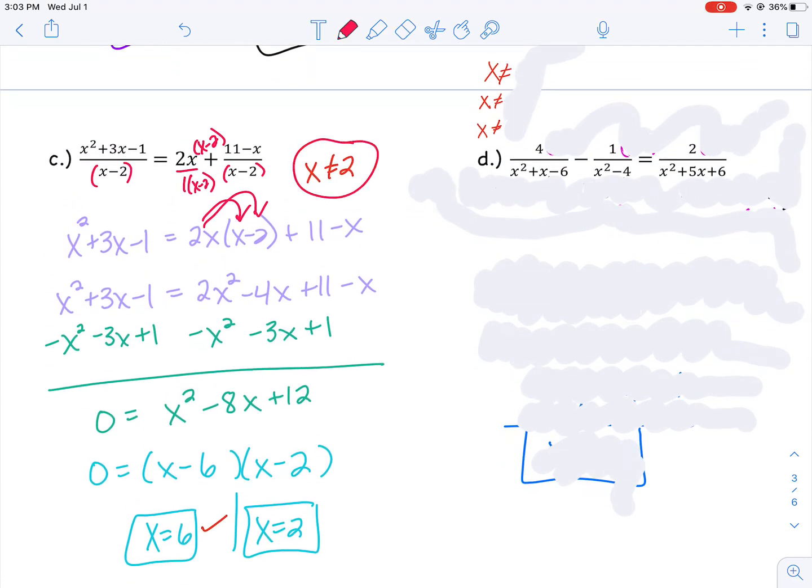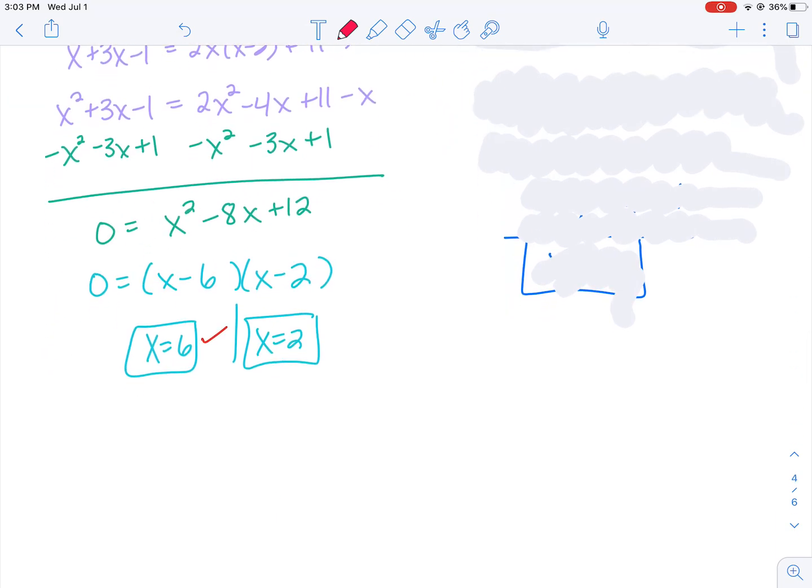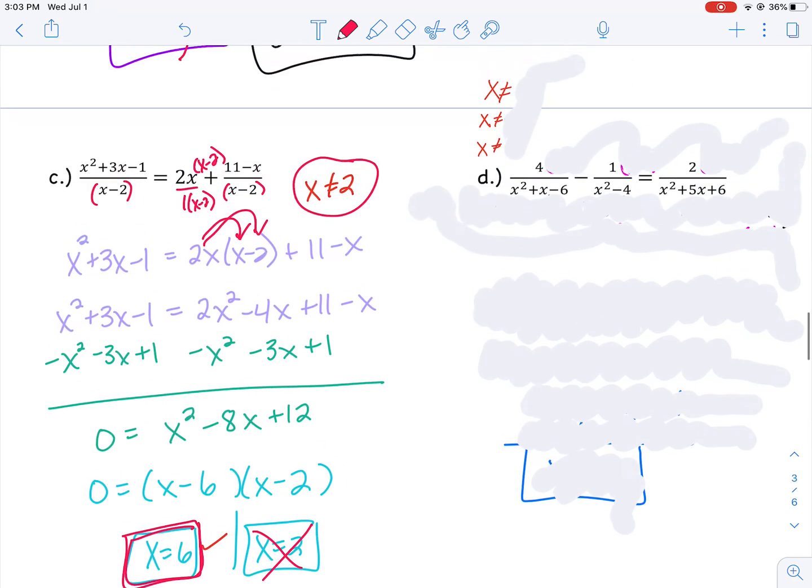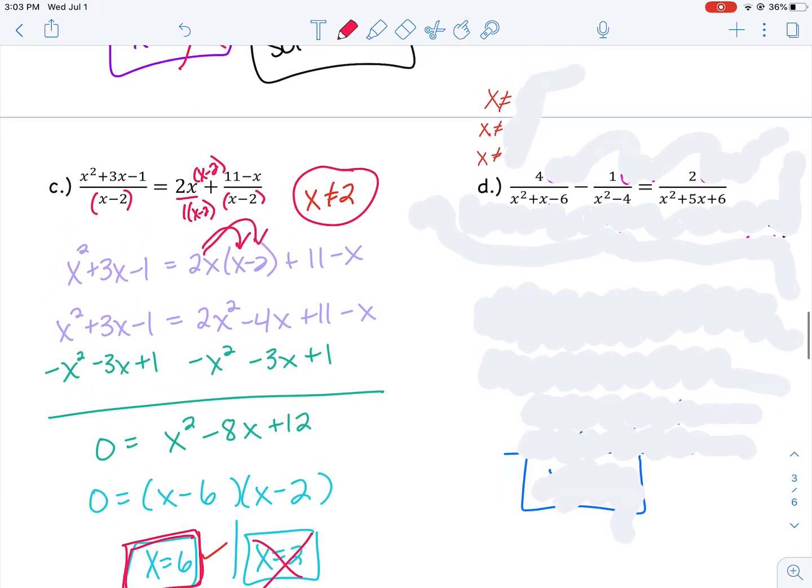We knew before that x cannot equal 2. So, since one of my answers is x equals 2, we know that's an extraneous solution, and the only solution that would work for this equation would be x equals 6. Not x equals 2, just x equals 6. All right, last one, and then I'll let you try some here.